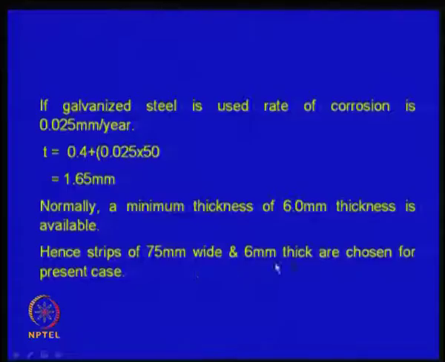6 mm is too small. So, you are just using a 6 mm thickness to get a bearing capacity improvement of 3 or even 48 ton per meter square, which is very good, right. So, hence strips of 75 mm wide and 6 mm thick are chosen for the present case. This is a simple example, just to illustrate the principles.